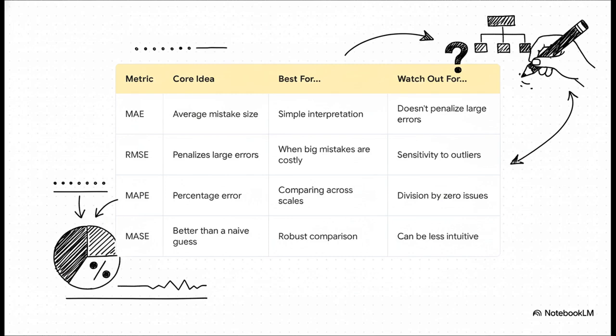This is your ultimate cheat sheet. It lays out the core idea, what each metric is best for, and what to watch out for, all in one spot. MSE is your average mistake, RMSE punishes the big ones, MAPE gives you that nice percentage, and MASE tells you if you're beating the baseline.